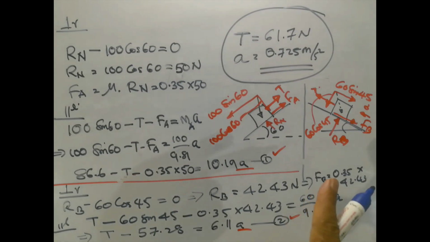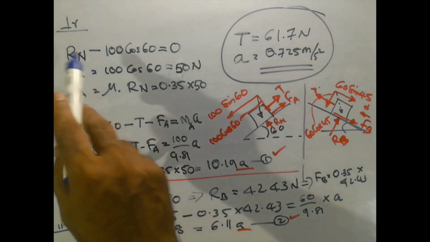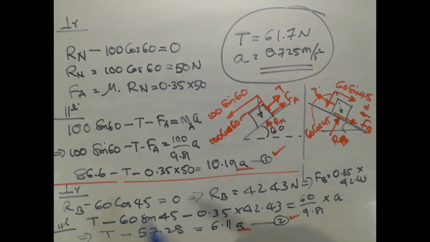Okay, so here we considered the two blocks separately. We formed the equations for each case, then solved the two simultaneously to obtain the results T and acceleration A. Right?